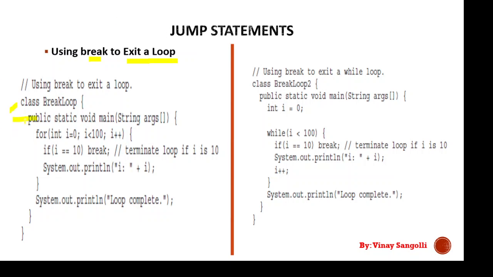So the class public is very clear. If you can observe here in the for loop, please concentrate directly on the for loop. We have initialized i is equal to 0, and we have put the control condition i is less than 100 and i plus plus. Now this executes, and it will check: is i equal to 10? If i is equal to 10, it will terminate the loop and come out, and it will print loop is complete.